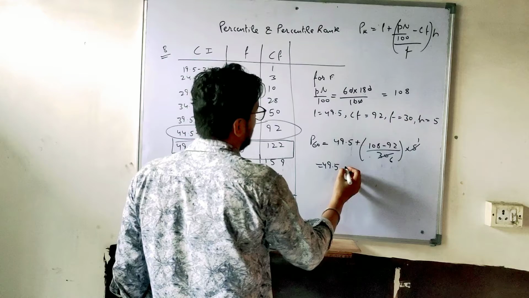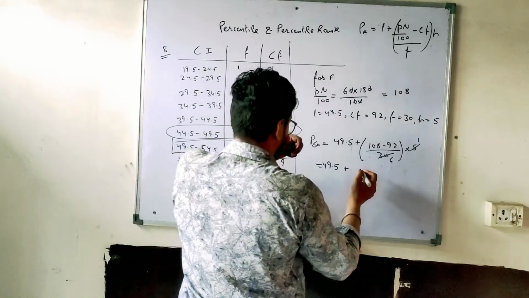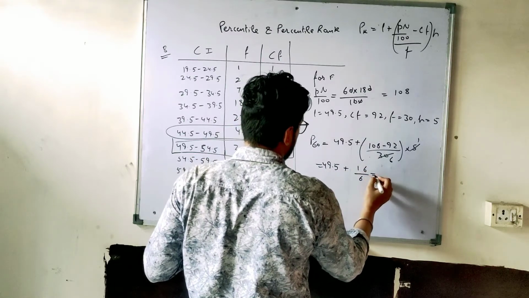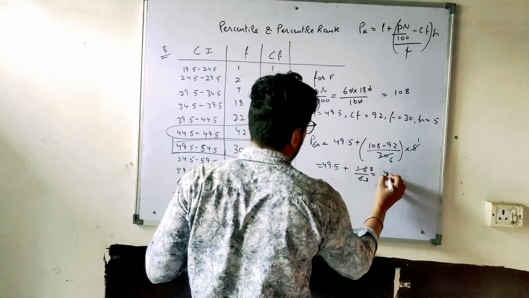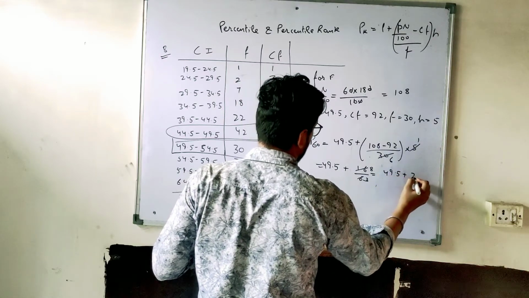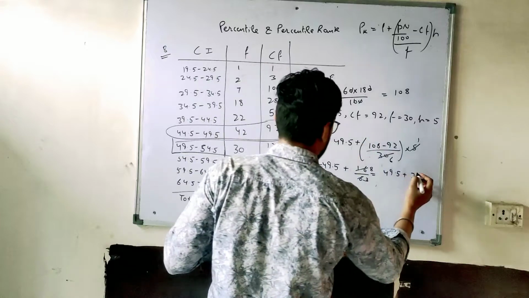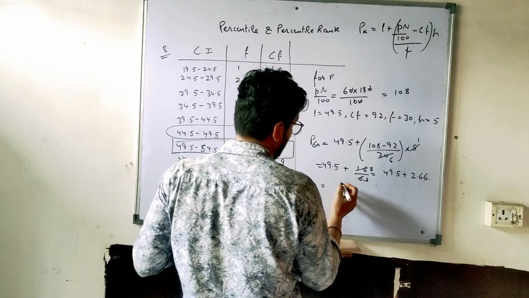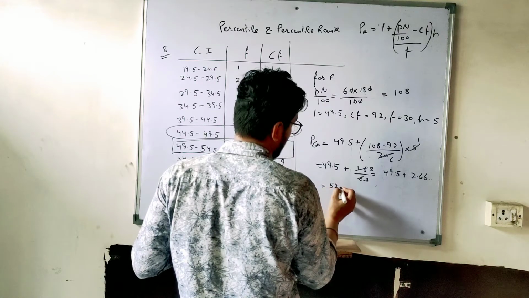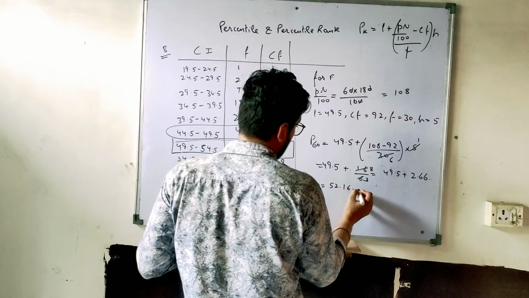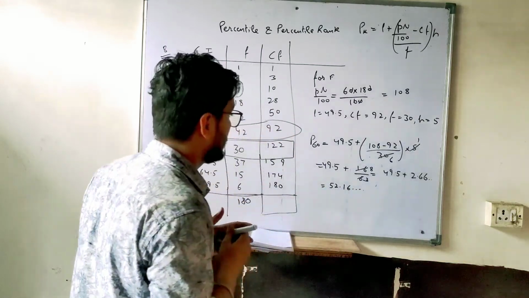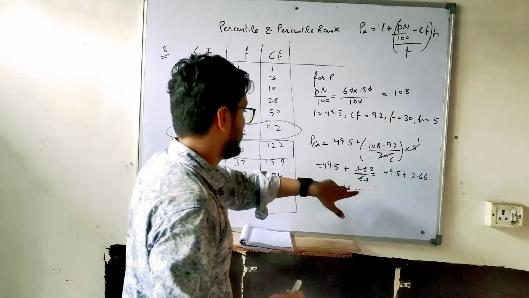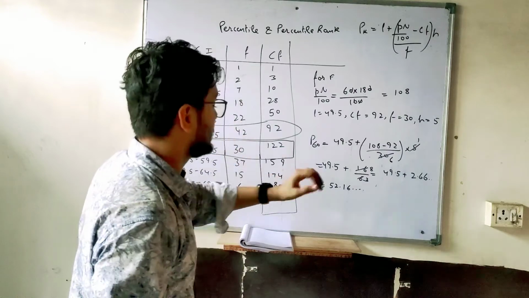49.5 plus 108 minus 92, which is 16, upon 6, which is 2.66. 49.5 plus 2.66, which is 52.16. So this is P60, right?